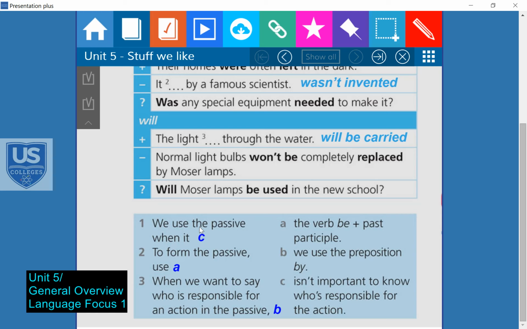Normal light bulbs won't be completely replaced by Moser lamps, while this is standing for future negative passive. Will Moser lamps be used in the new school? It's standing for future question. And the rules now.